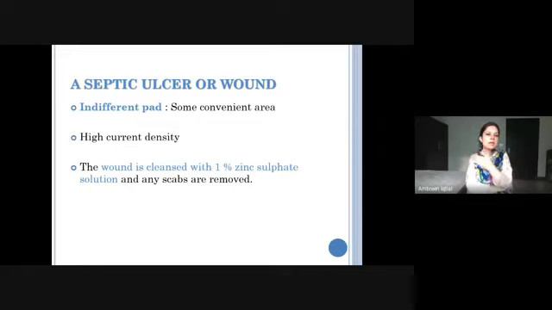So the other electrode, that is the cathode, is going to be placed on some convenient area, and you are going to apply some high current density. First of all, before applying the electrode, we are going to clean the wound. For example, I have a wound here, and I am going to clean it with 1% zinc sulfate solution. Then any scab and rough material on the skin, I am going to remove.